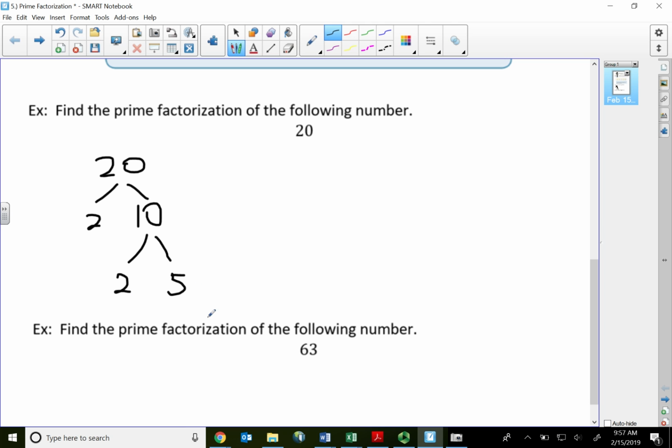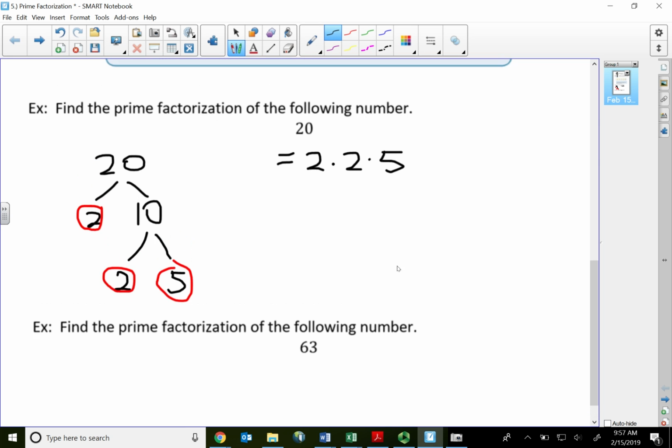So both the 2 and the 5 I just wrote are prime numbers. So the prime numbers that make up the number 20 are 2, 2, and 5. So basically what we're saying is the number 20 is made out of 2 times 2 times 5. So it's made out of these three prime numbers multiplied together.